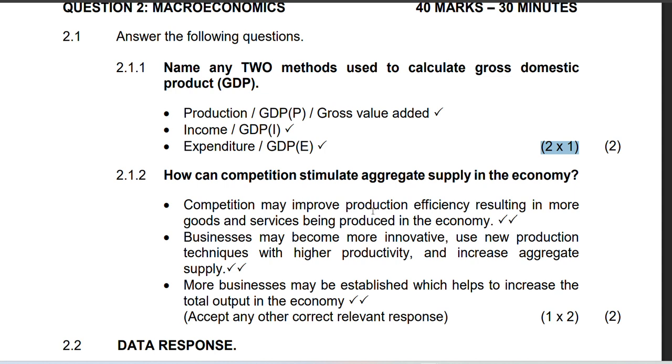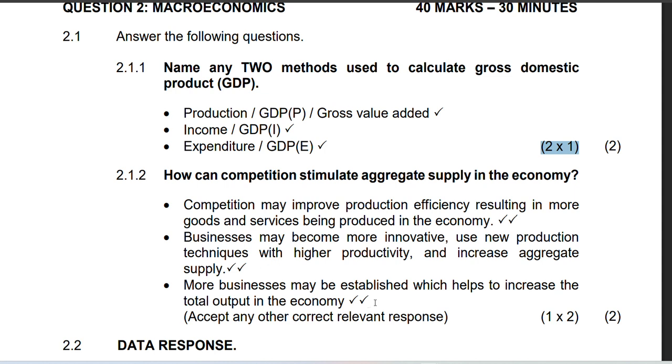Competition may improve production efficiency, resulting in more goods and services being produced in the economy. The more suppliers we have, the more products will be produced in the economy, and they will be of better quality. Businesses may become more innovative, use new production techniques with higher productivity and increase aggregate supply. So what does that mean? Because there are a lot of suppliers producing the same products or delivering the same service to the consumers, or people demanding those services or products, they will be more innovative. They'll try to find better ways to produce the product or deliver the service.